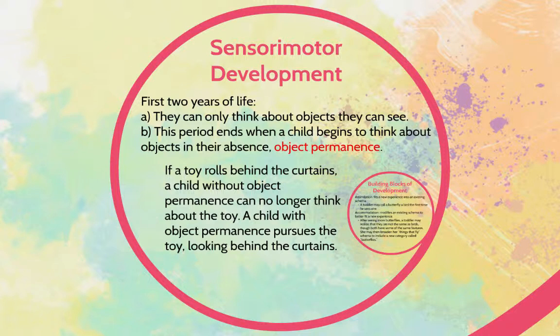Knowing that objects exist even if you cannot directly sense them is object permanence. If a toy rolls behind the curtain, a child without object permanence can no longer think about the toy, as if the toy no longer exists. A child with object permanence pursues the toy, looking behind the curtain.